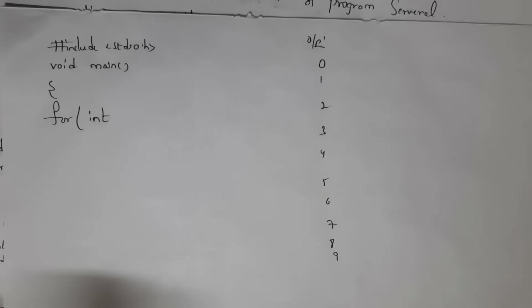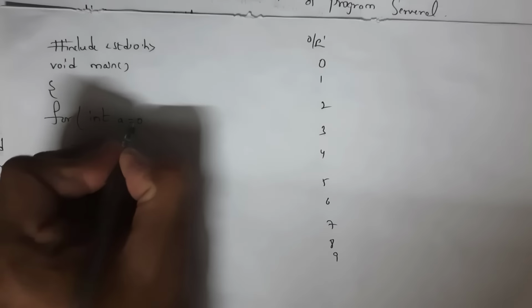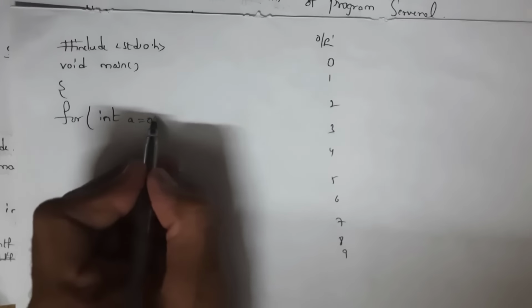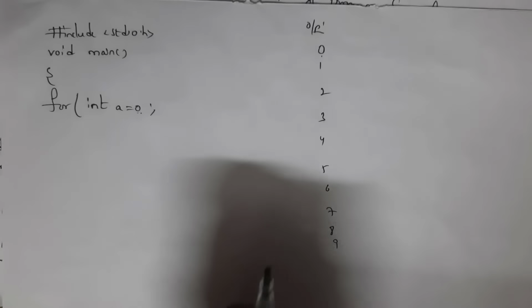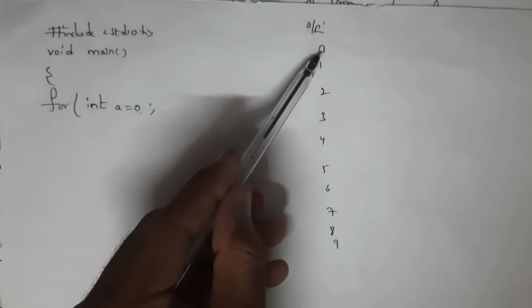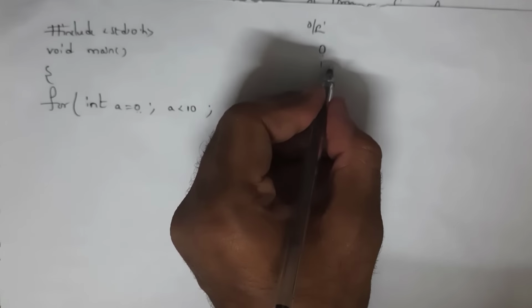For example, I want to print numbers from 0 to 9 by using for loop. So at first I am taking here int a equal to 0 because I am starting the number from 0. So I have written here int a equal to 0. I am starting from 0. So I gave the value of a as 0, semicolon, and I am giving the condition. I want to print numbers from 0 to 9. So at last I need to get 9. So I am giving here the condition, that is a less than 10, semicolon.